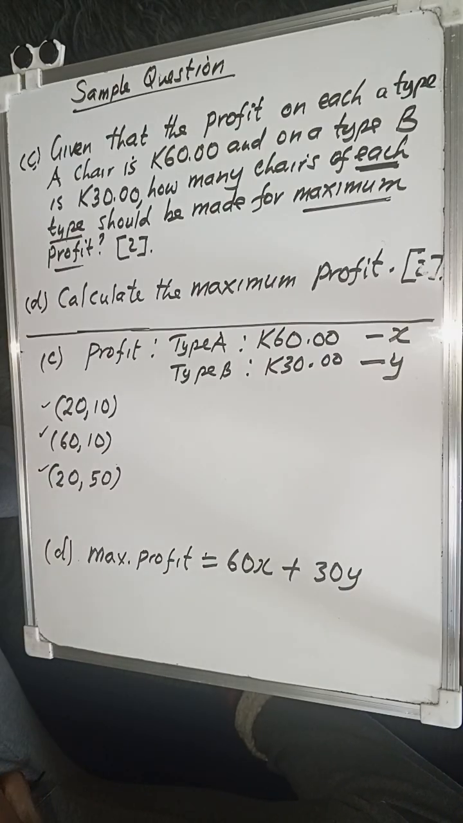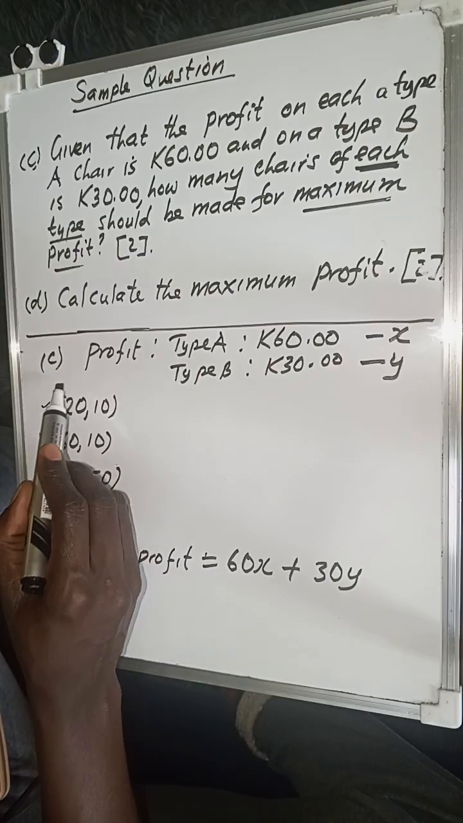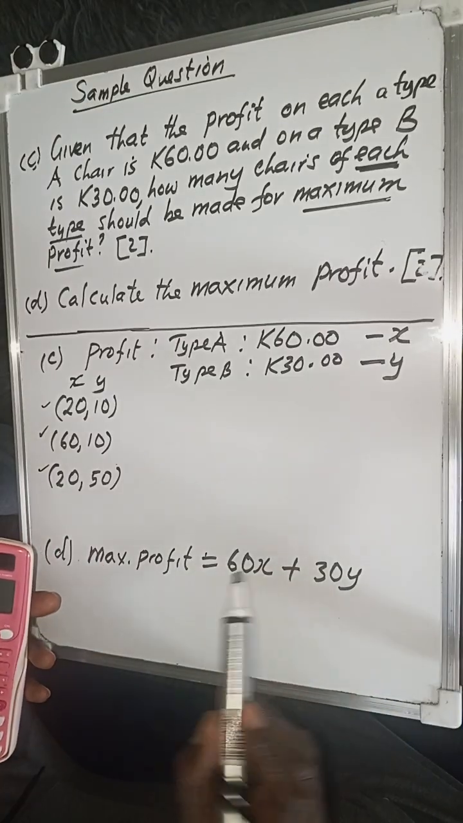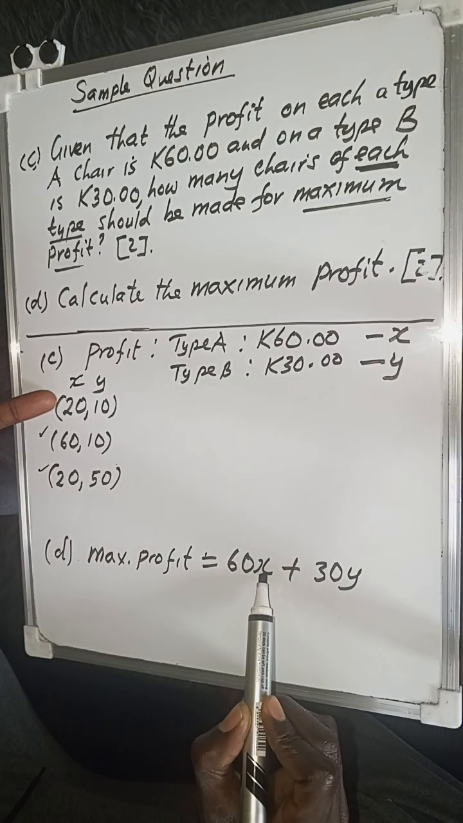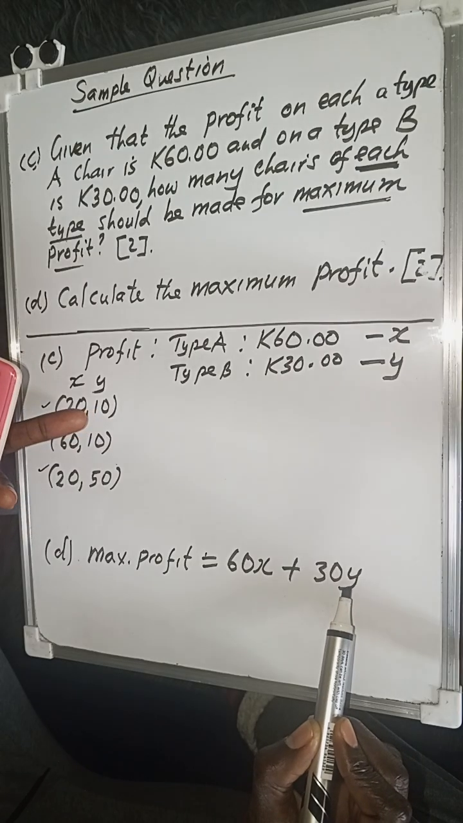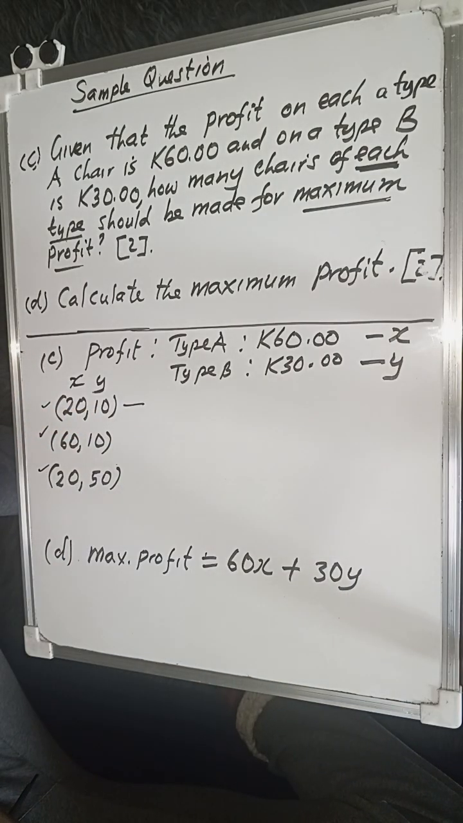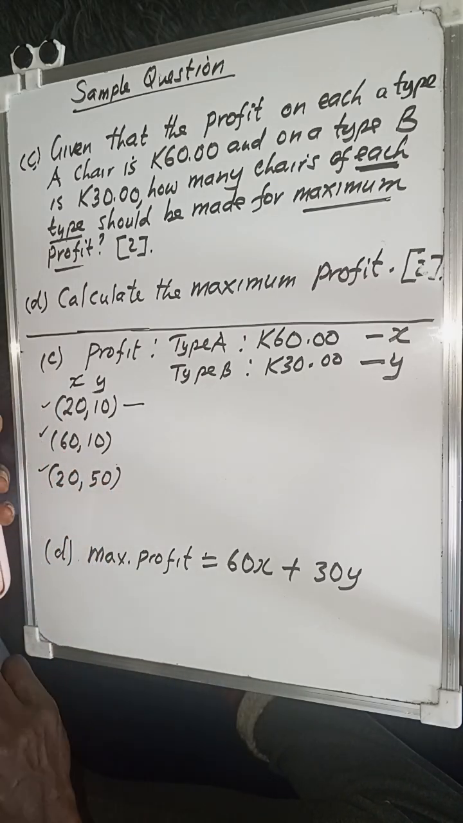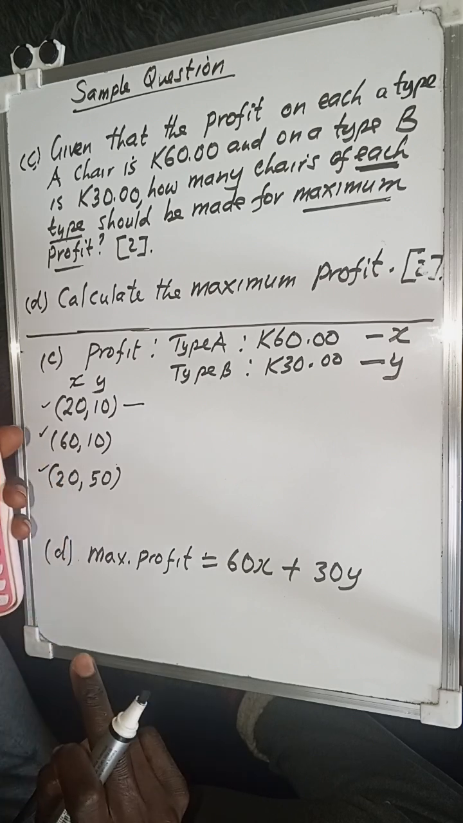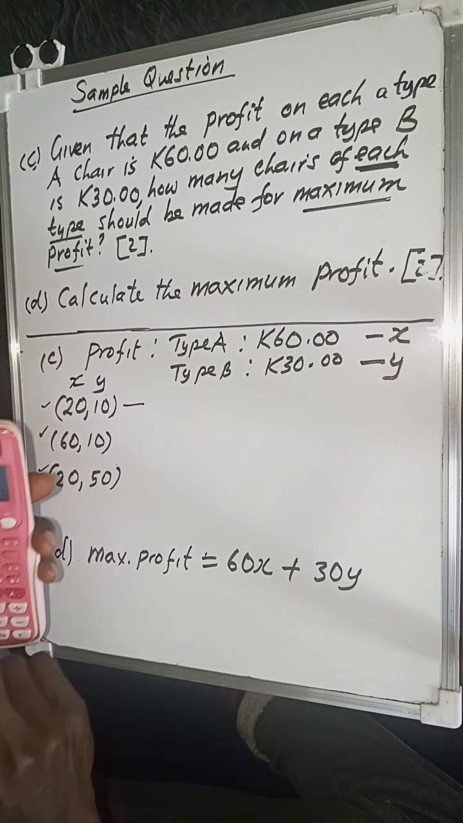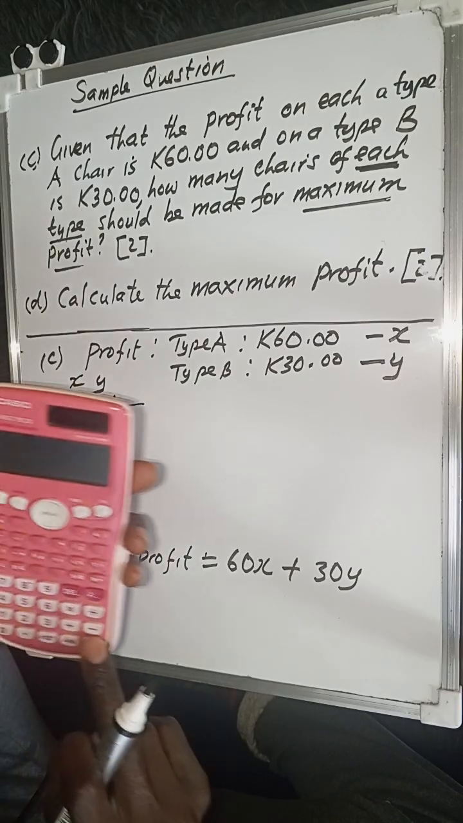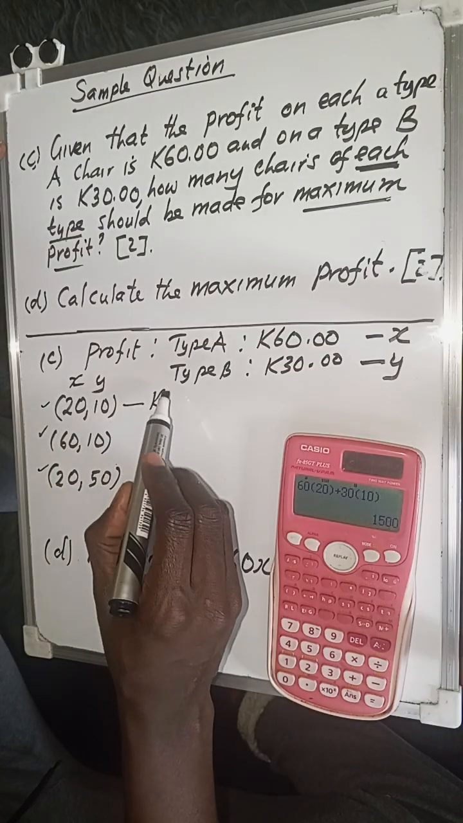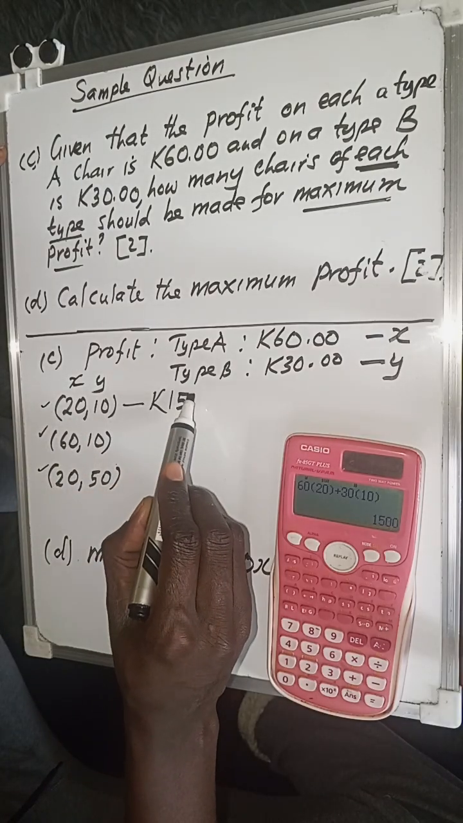So now what I'm going to do, remember, from this coordinate, this is representing X and that is representing Y. So I can quickly put in this formula 60 times my X, which is 20, plus 30 times my Y, so that you know how much profit you are going to get for that one. So quickly, I'll do that using my calculator. You can also do it nicely. So 60 times 20, then plus again 30 multiplied by 10. So this is what I'm getting on my calculator. I'm getting 1,500. So for this one, the profit, when you use this coordinate, will simply be 1,500.